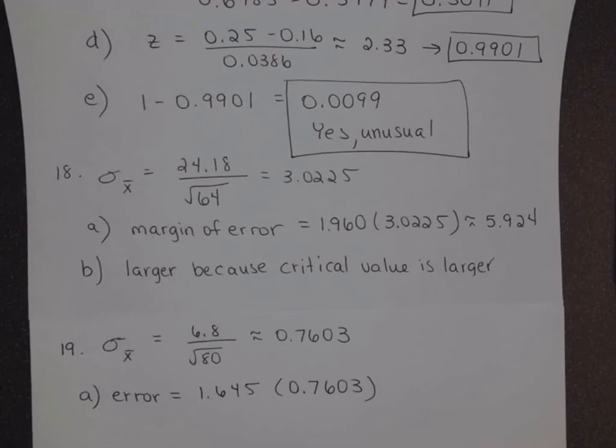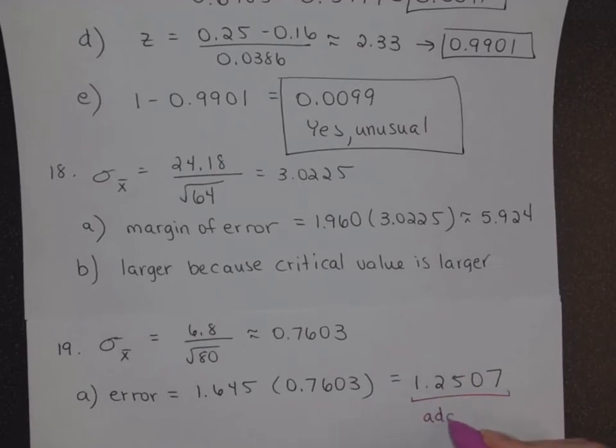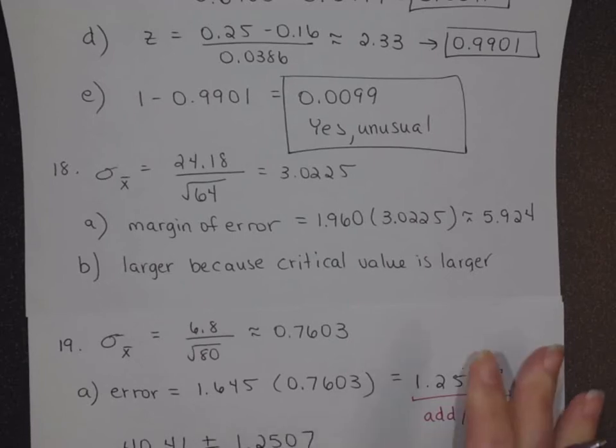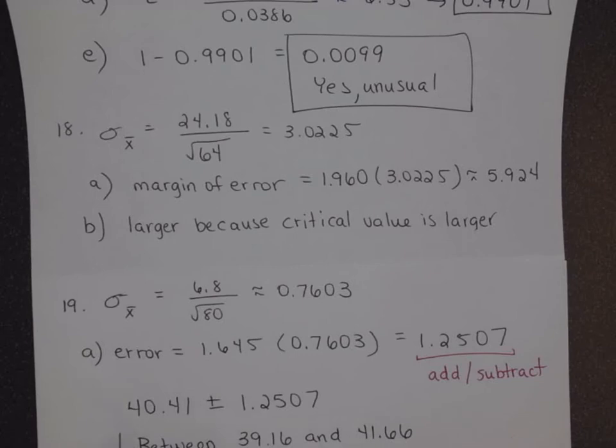So let me get out my calculator and figure that out. So the error looks like about 1.2507. Okay, so that's what we're going to add and subtract. This is the error that we're going to add and subtract to our mean. Okay, so you're going to take 40.41 plus or minus this 1.2507. And if you do that, you get something between, I listed it in interval notation, 39.16, if you round to 2 decimal places, and 41.66.